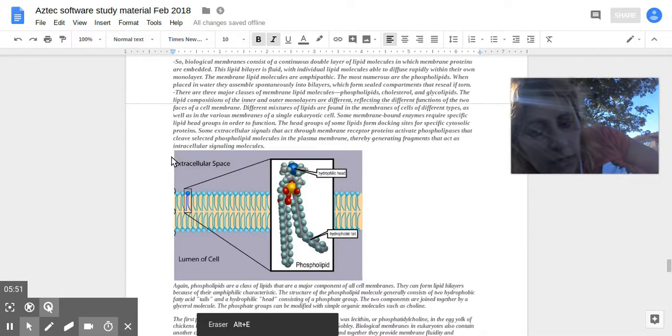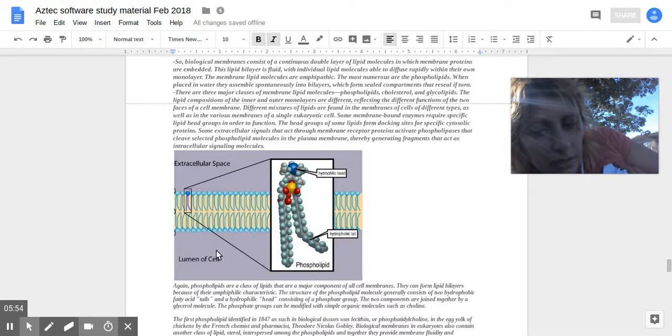Here you see the extracellular space, the lumen of the cell, the inside. You see a diagram of the phospholipid, which comprises the majority of the lipid bilayer. Two phospholipid molecules facing one another comprise one monolayer. And in eukaryotic cells, cells are surrounded by a single bilayer. So two rows of facing phospholipid molecules.